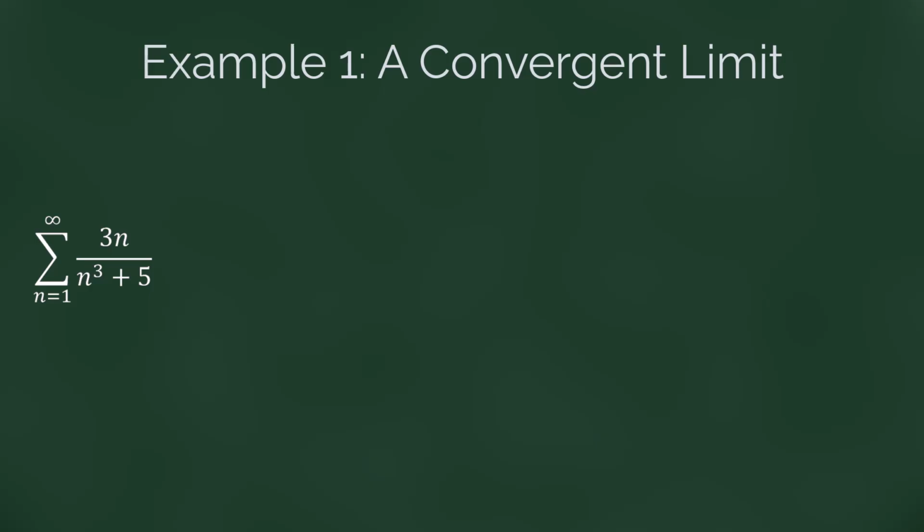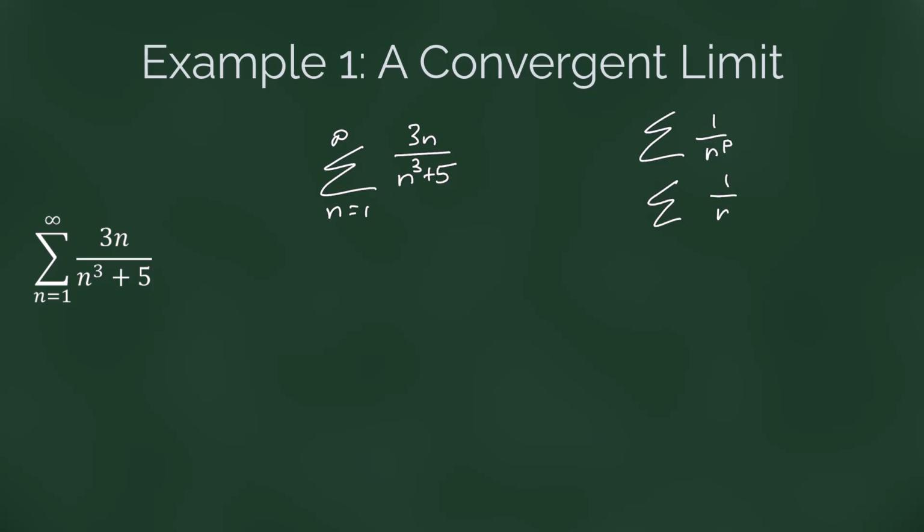Let's start by examining the sum from n equals 1 to infinity of 3n over n cubed plus 5. Because of the n cubed in the bottom, we might want to compare this using a p-test. So in other words, we might want to find some way to compare this to something of the form 1 over n to the p. Since I have a cubed in the bottom but only a first degree in the top, I'm inclined to use something like 1 over n squared.